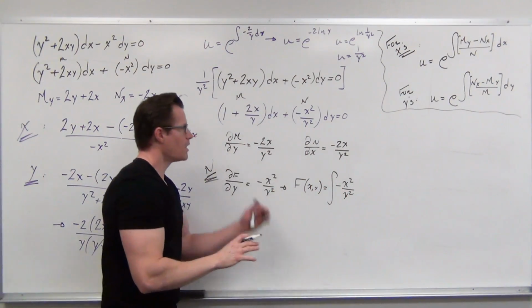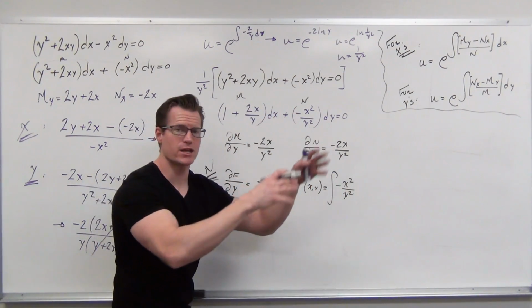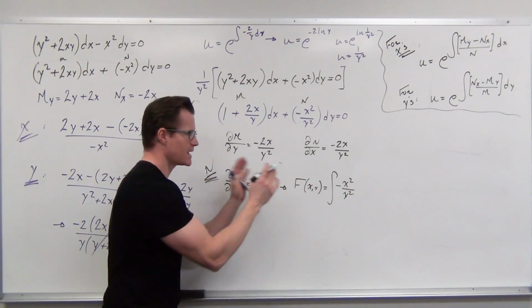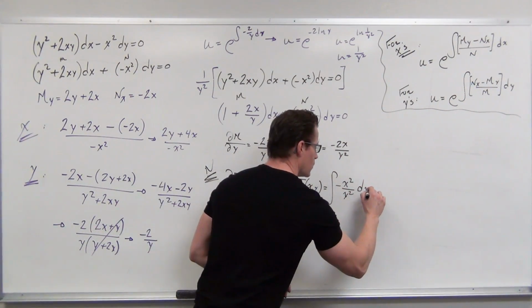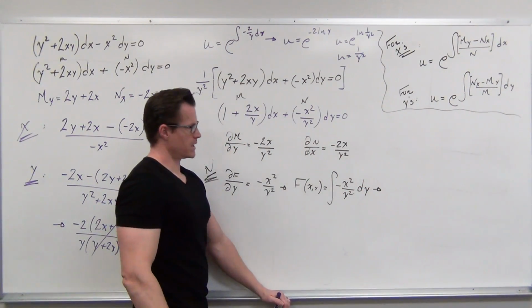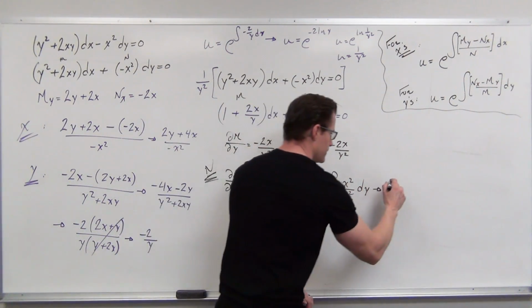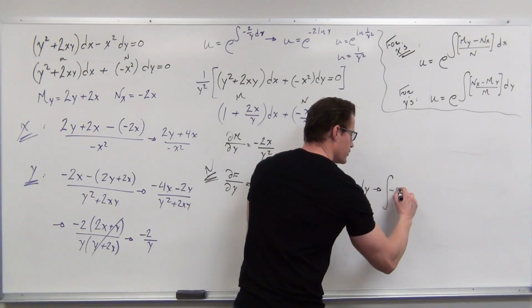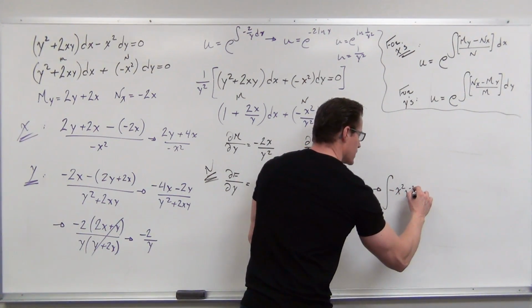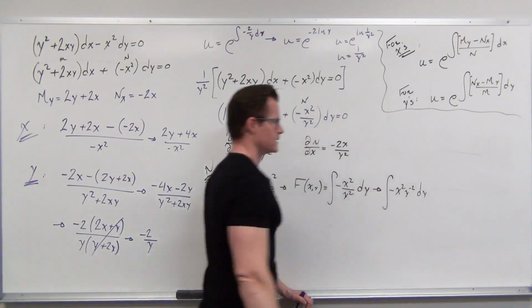But just watch out. This is the partial of f with respect to y. You're undoing a partial with respect to y. That means an integral with respect to y. Okay, let's do it with respect to y. Integral of negative x squared y to the negative 2 dy. What in the world is that?